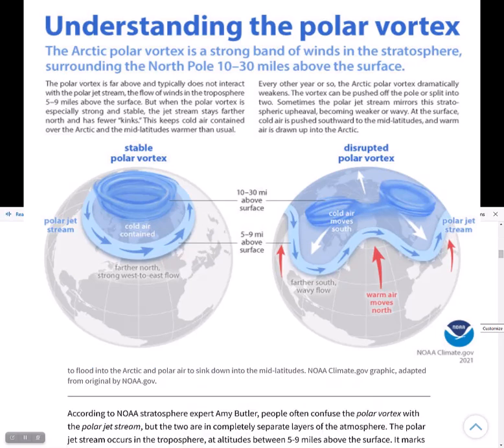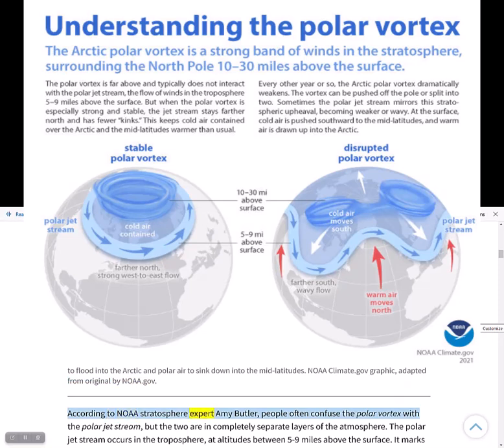When the Arctic polar vortex is especially strong and stable, left globe, it encourages the polar jet stream, down in the troposphere, to shift northward. The coldest polar air stays in the Arctic. When the vortex weakens, shifts, or splits, right globe, the polar jet stream often becomes extremely wavy, allowing warm air to flood into the Arctic and polar air to sink down into the mid-latitudes. NOAA climate.gov graphic, adapted from original by NOAA.gov.